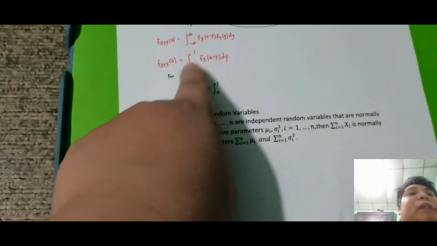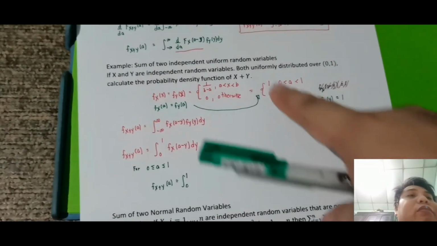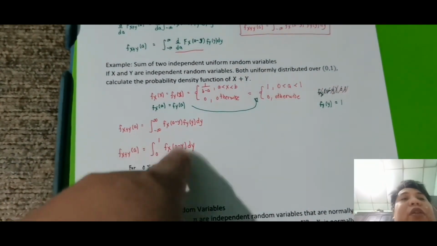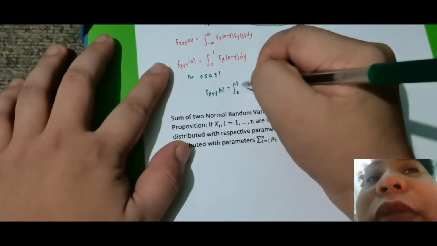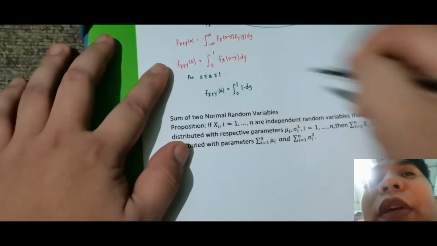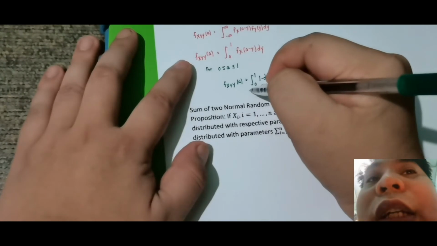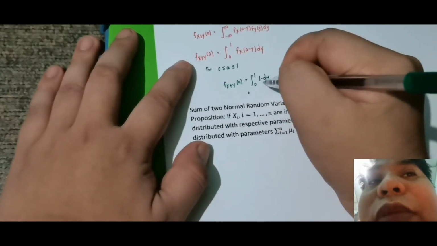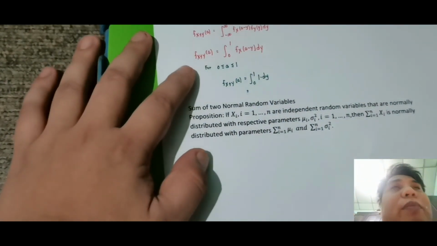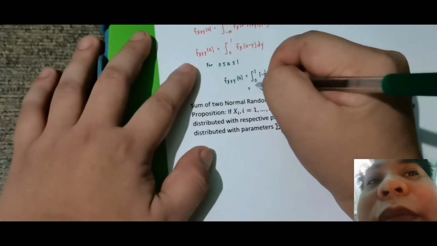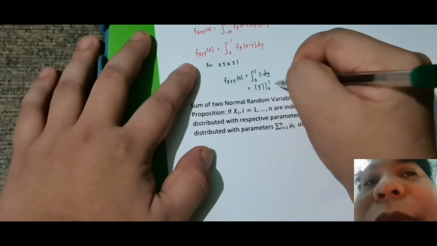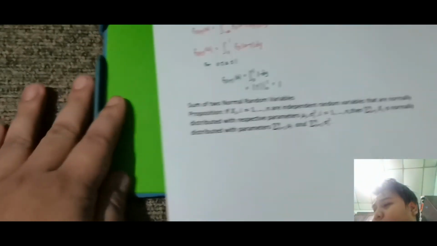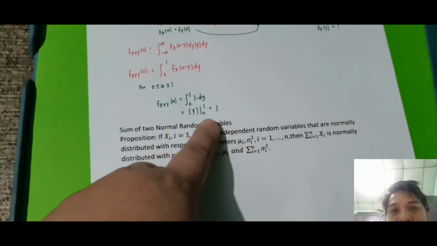yung f sub x of a minus y, dun napapasok, balik tayo ulit sa function. So, from 0 to 1 tayo. So, ano yan? Yung f sub x of a minus y is just simply 1. So, this is just 1 times dy. Or simply, this is just equal sa integral, that is y. So, 1 dy is just y, from 0 to 1. So, the boundary is from 0 to 1, which means this is just 1. Okay? So, yung unang value is just 1.